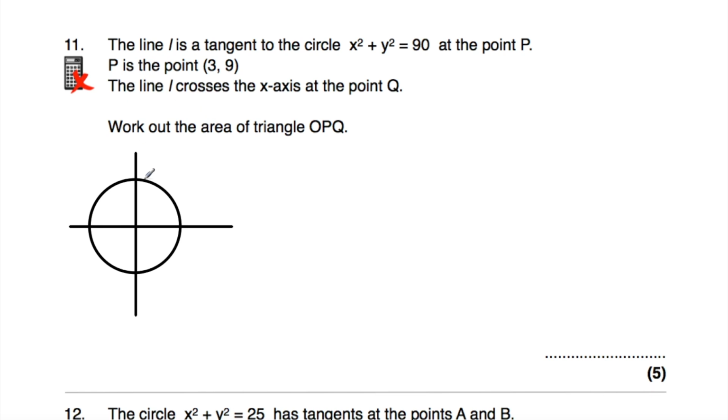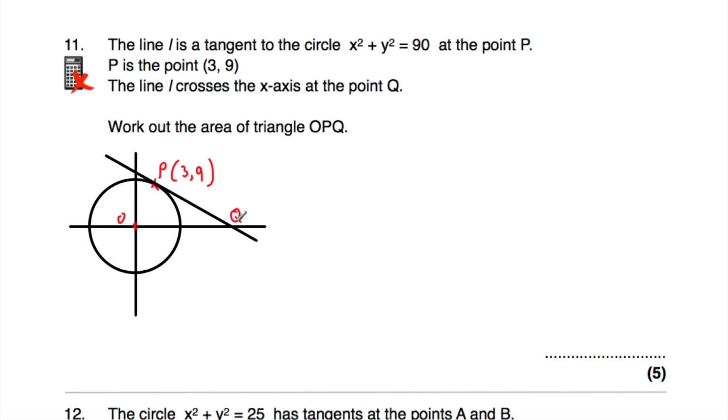We're then told that the point P is the point (3, 9), so (3, 9) perhaps will be up there somewhere. Now we're going to draw a tangent. So that's our tangent to the circle, that's the line L, and it crosses the x-axis at the point Q. So that's Q, that's P, which is the point (3, 9). And we've got the point O down here, which is the center of the circle. And we've been asked to find the area of the triangle OPQ. So we want to find the area of that triangle.